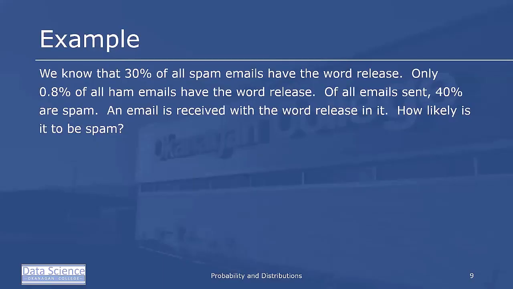Here's another example. We know that 30% of all spam emails have the word release in them. Only about 0.8% of all ham emails have the word release in them. Of all emails sent, about 40% are spam. An email is received with the word release in it. How likely is it to be spam?